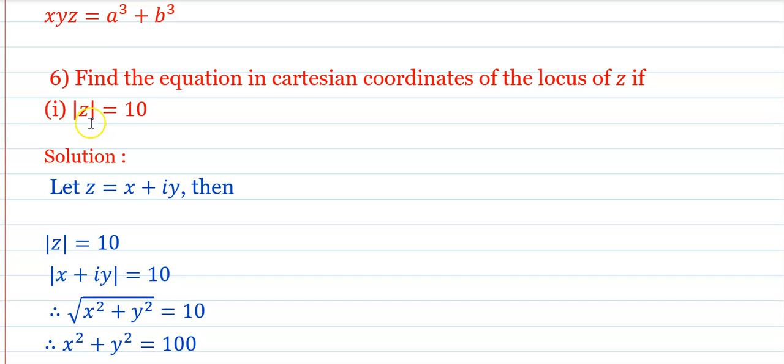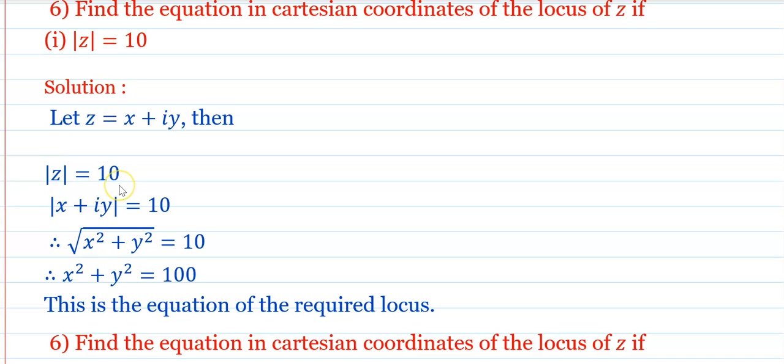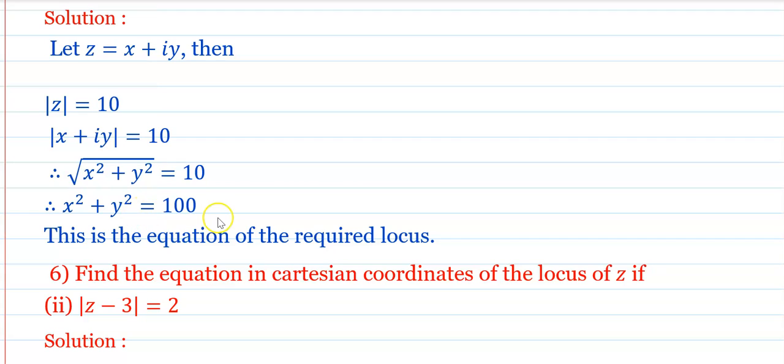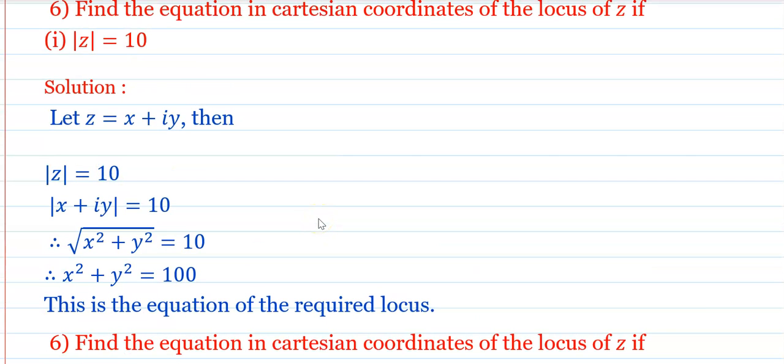In first, that is the mod of z is equals to 10. Okay, this is the first one. Let z is equals to x plus iy, then mod of z is equals to 10. Therefore, mod of x plus iy is root of x square plus y square that's equals to 10. Squaring on both sides, then you will get x square plus y square, and that's equals to 100. And this is the equation of required locus. This is the first one.